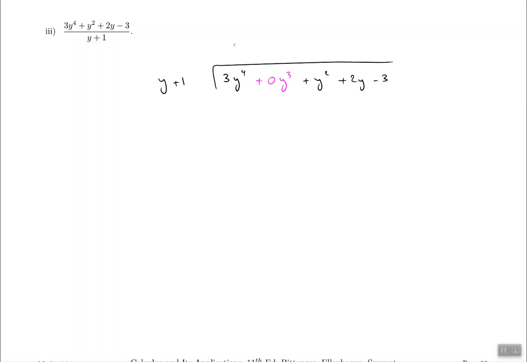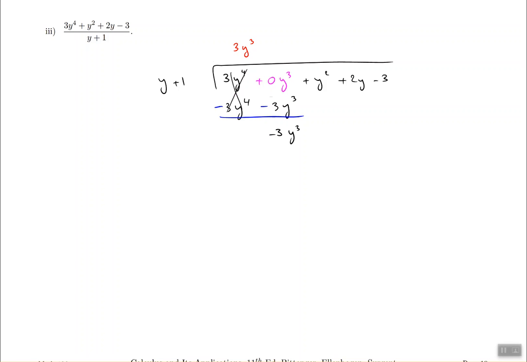So the first term in the quotient is going to be 3y to the power of 3. So multiply by the y and you end up with 3y to the power of 4. Multiply the 3y cube with the 1 and you end up with the 3y cube. And again, don't forget to swap the signs. So this one's positive, it becomes negative, and same thing again on the second one. When you do that, your result is going to be negative 3y cubed.